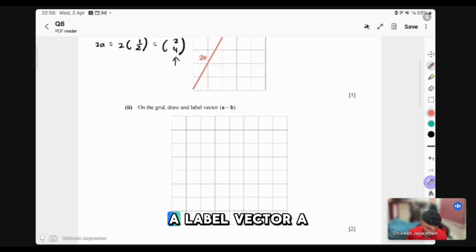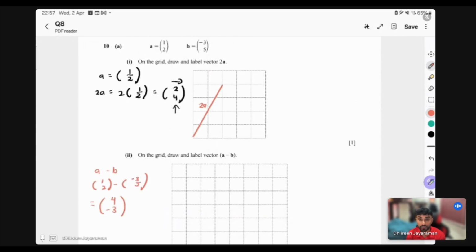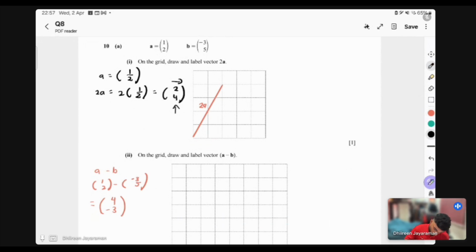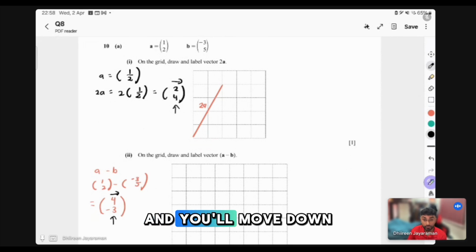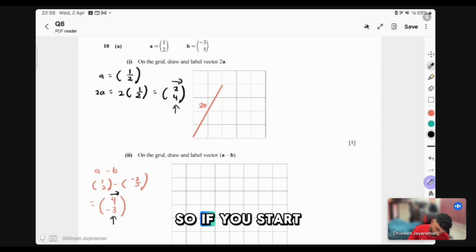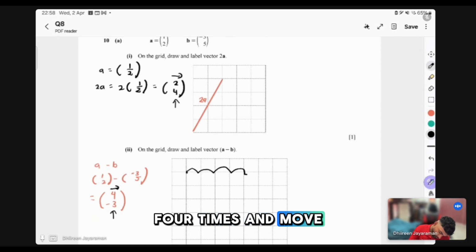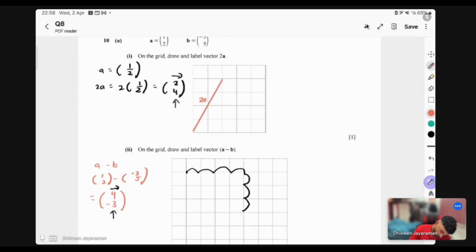On the grid, draw and label vector a minus b. Here's my working. a minus b gives you the answer (4, -3). Like before, the top number is horizontal, the bottom number is vertical. So you move right 4 times and down 3 times. If you start here, you move right 4 times and down 3 times. This is a minus b. Next question.